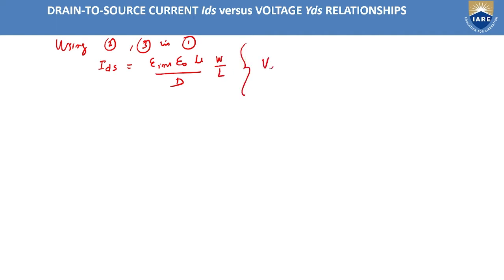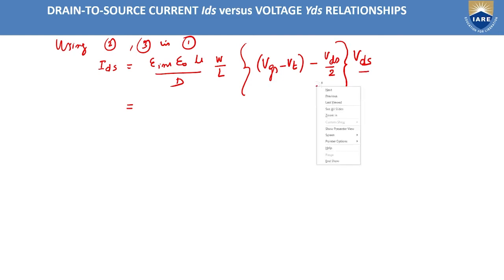and VGS minus VT minus VDS by 2 and multiplied by VDS. Okay, so this is IDS. So I can write this equation like this. I will move this VDS inside here.